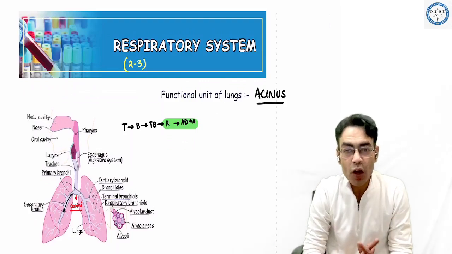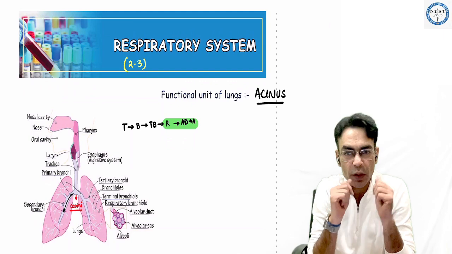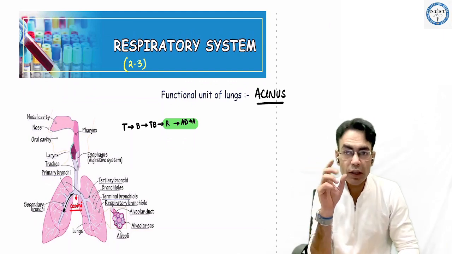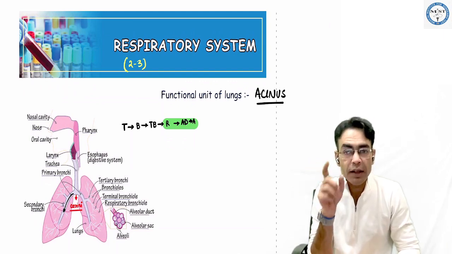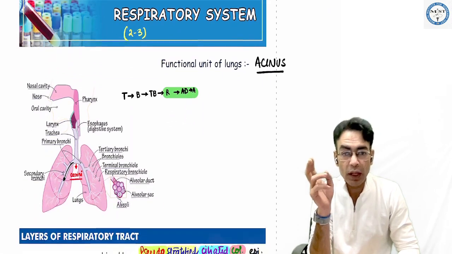ठीक है छोटू लोग. So let's talk about the respiratory system. In the main exam, you can expect 2 to 3 questions from this particular chapter. The functional unit of lung is called as acinus. It is made up of respiratory bronchiole, alveolar duct, and alveoli.